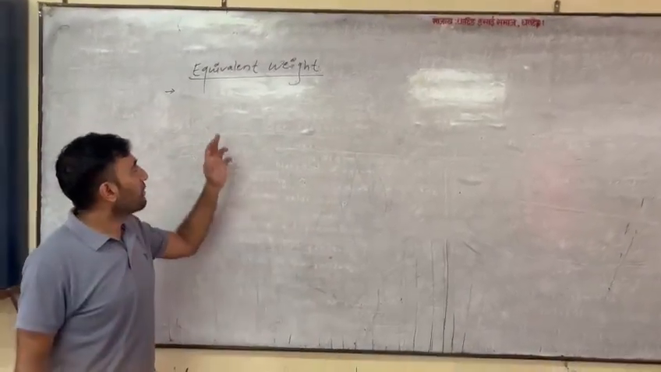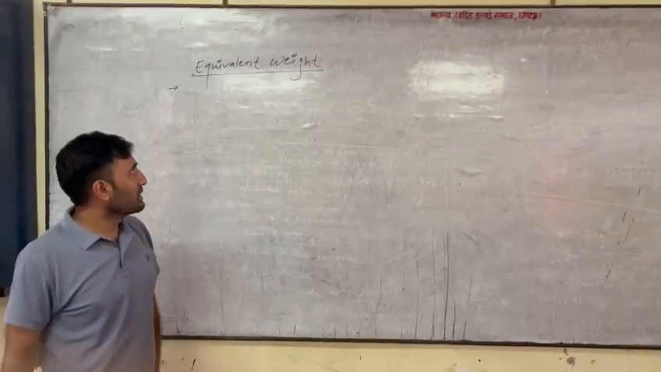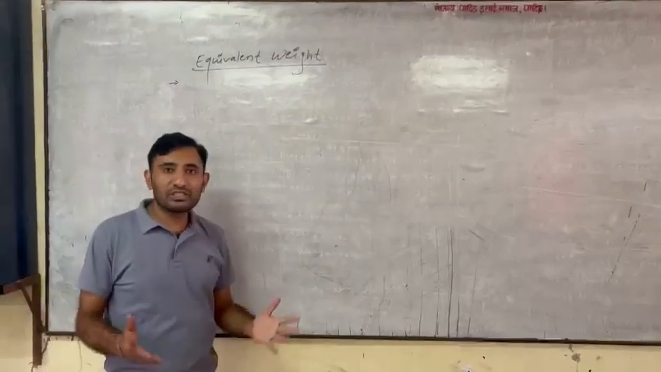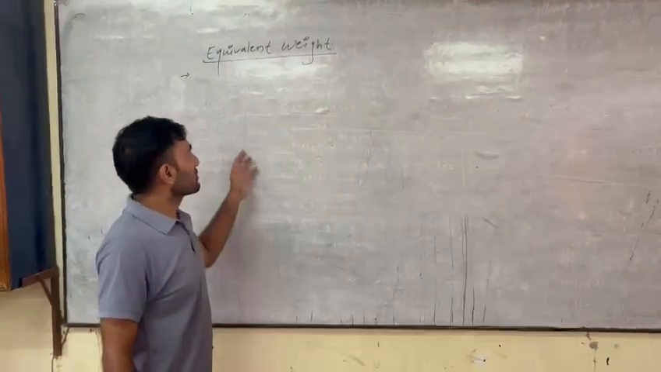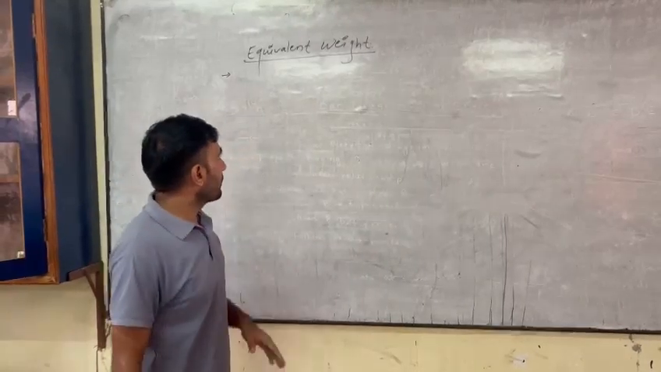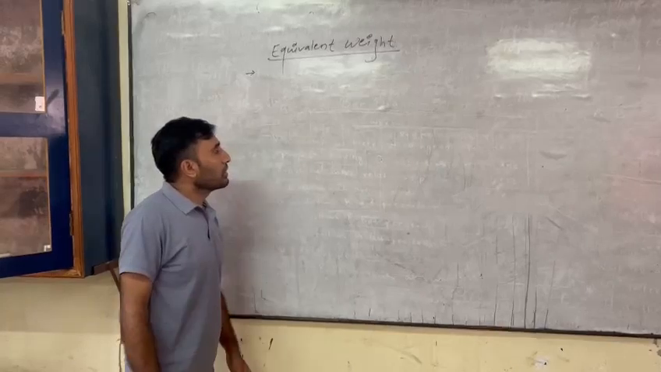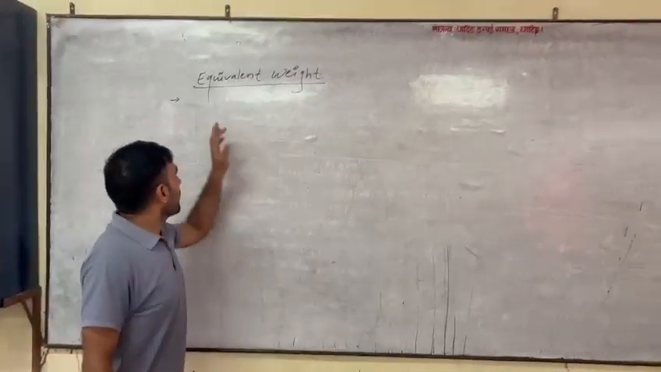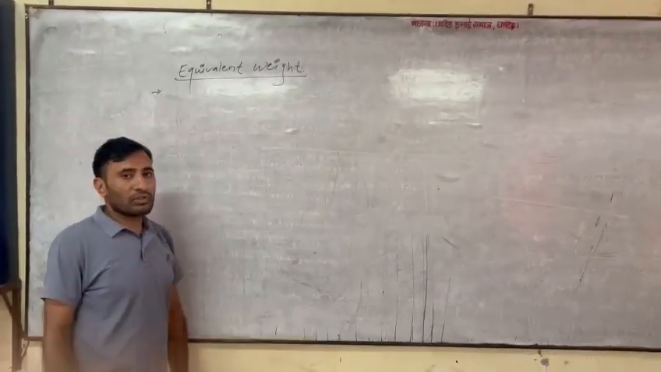Topics for class 12 as well as the annual exam. If you don't know the equivalent weight of different substances like acid, base and salt, as well as oxidizing and reducing agent, you cannot solve the numerical problems of volumetric analysis. Then we are going to define the equivalent weight.